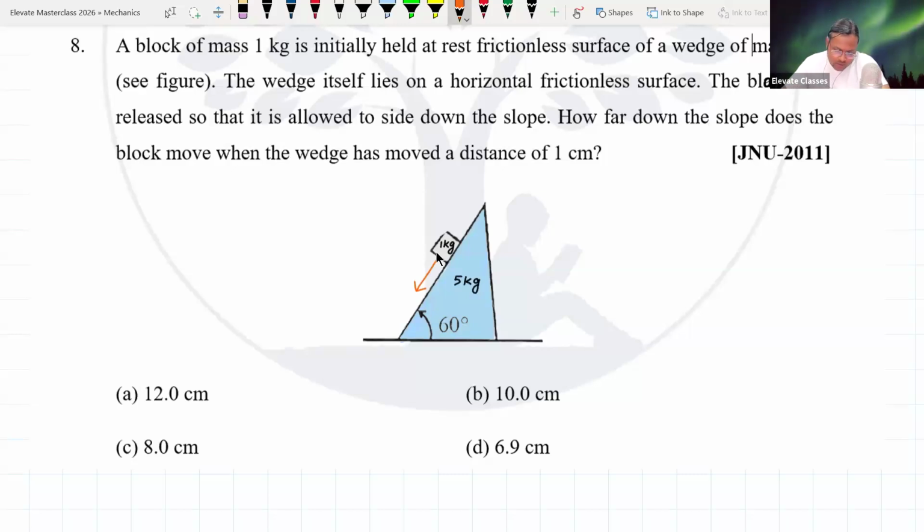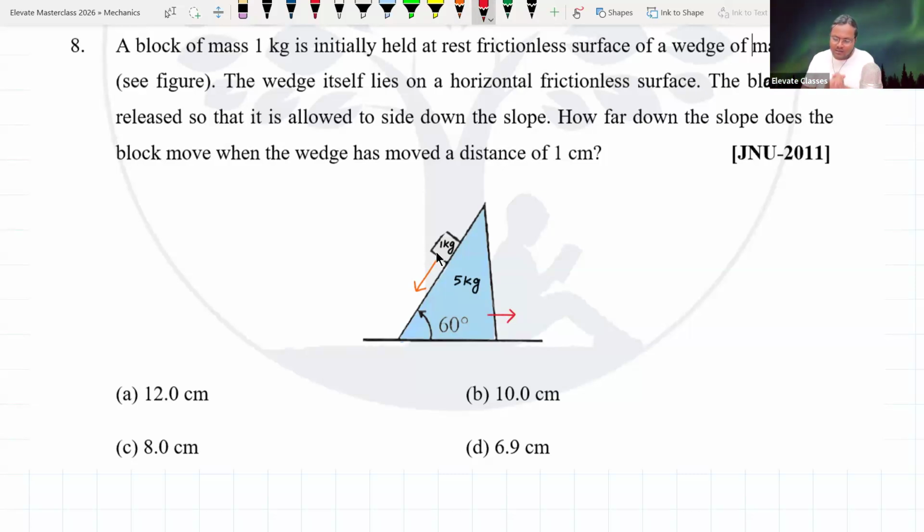है ना? How far down the slope does the block move so that the wedge has moved a distance of 1 centimeter? ठीक है? You're understanding what's happening? A wedge is on a frictionless surface. उसके ऊपर there is a block which is sliding on the inclined plane. So as the block slides on the inclined plane, the wedge will also move to the right. Why? To keep the overall system center of mass constant with time.